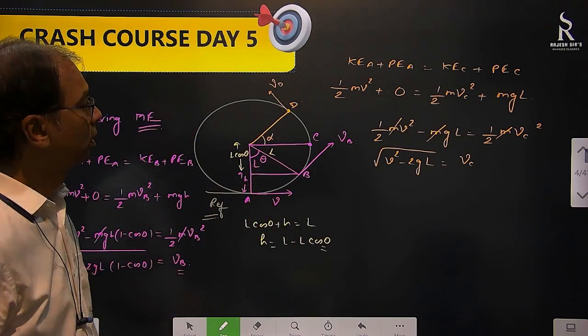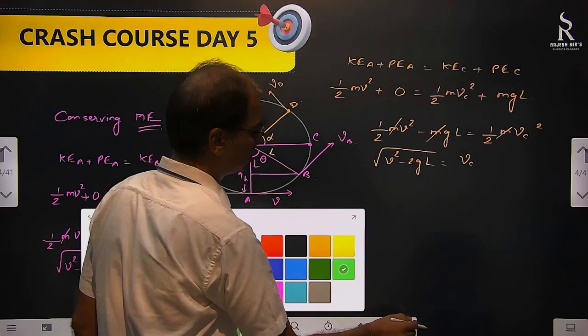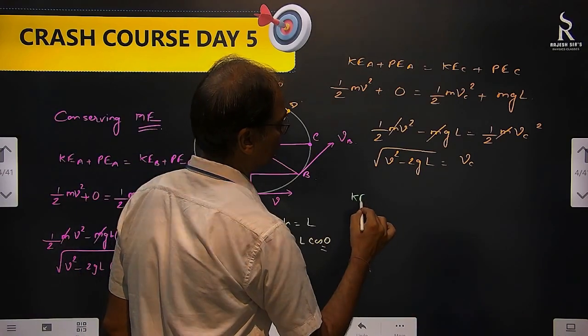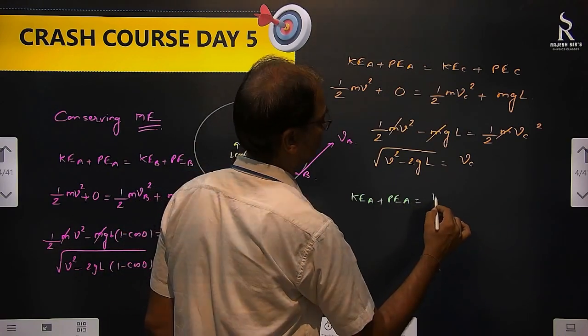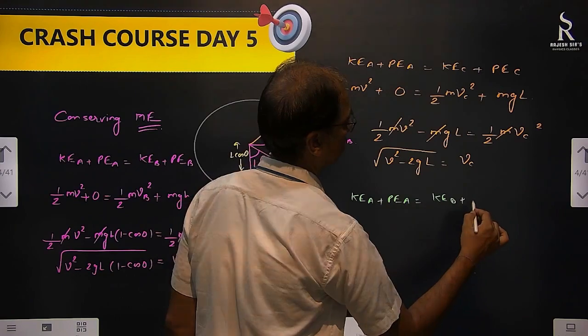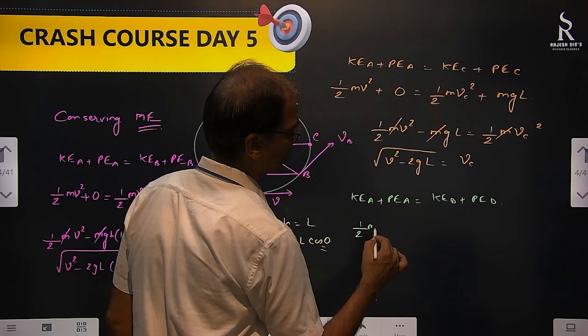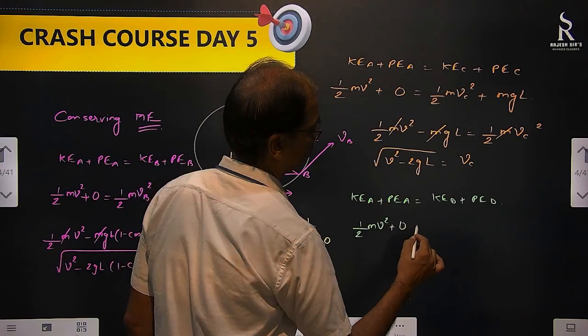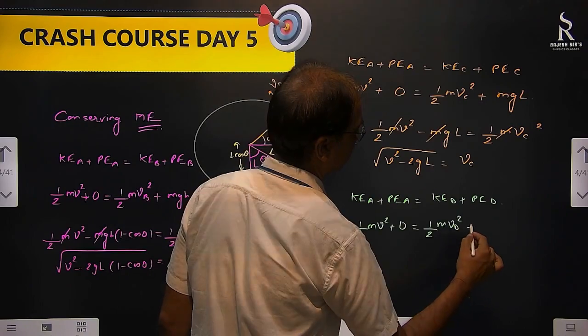Okay, write it again one more time, same equation, right? So kinetic energy at A plus potential energy at A equals kinetic energy at D plus potential energy at D. Half mv square plus 0 equals half m vd square plus potential energy at D.